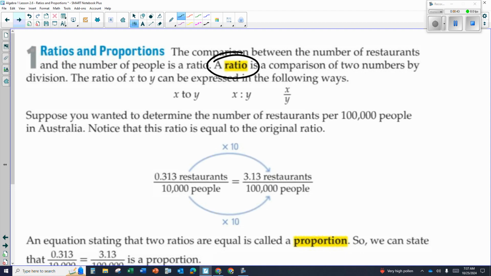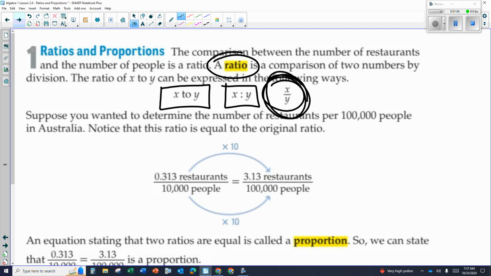And we can express that three ways. So the first one in words, x to y. Second one with the colon, x to y. It's the way we say it. And the last one, the important one, it's still x compared to y. However, that's the one that we're going to be focusing on because we can do math with the last one.